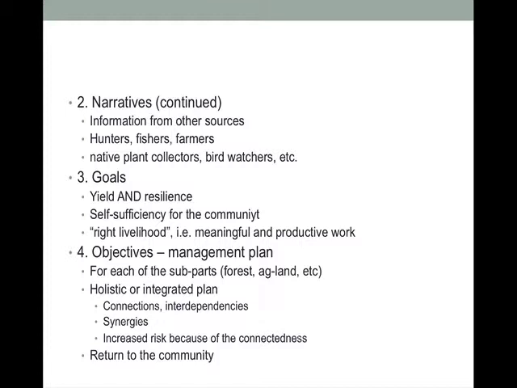Okay, the goals for this community are to have yield from these natural resources and resilience. That is, don't farm it down or extract so much that it's weakened. And they want to have self-sufficiency for the community in terms of getting as much food and materials off of this, not just for recreation. And they also want to have a right livelihood.